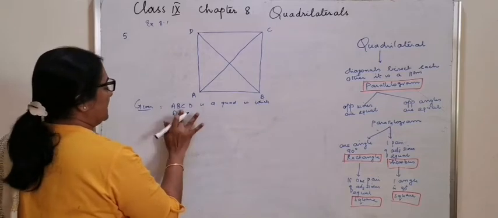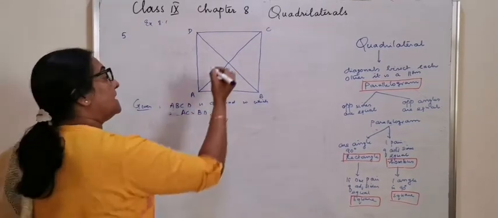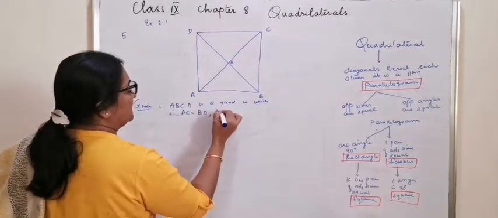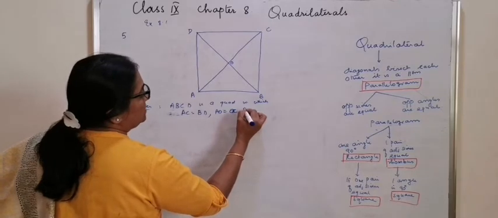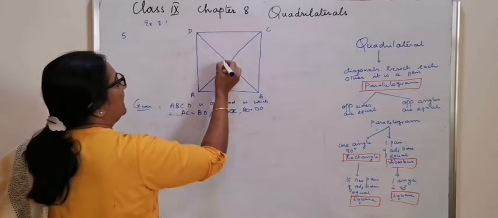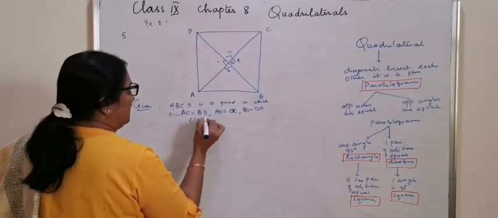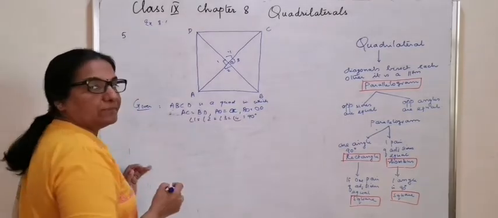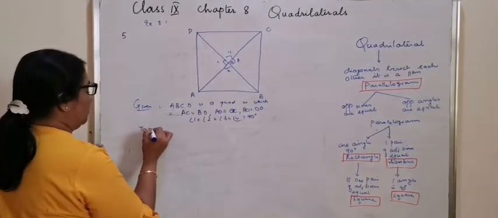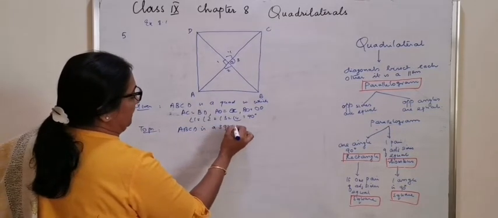That means AC and BD are equal. Then they bisect each other at right angles. AO is equal to OC, BO is equal to OD, and angle 1, angle 2, angle 3, angle 4 all are 90 degrees. What is to prove is ABCD is a square.